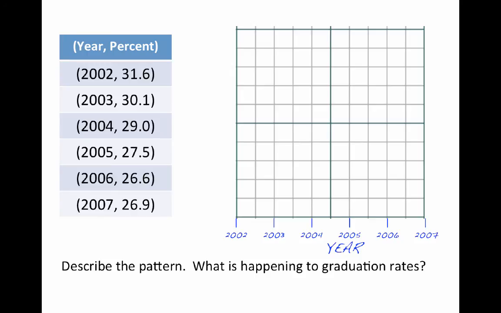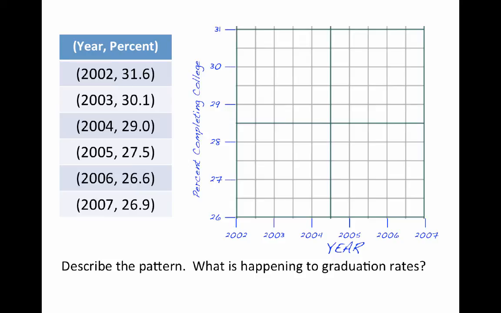For the y-axis, I've got to deal with those percents. I'm going to label them 26 from the bottom up to 31 at the top. You might have labeled yours a bit differently if you did them by yourself. And I need to label the axis the percent completing college. Now I can graph the points.